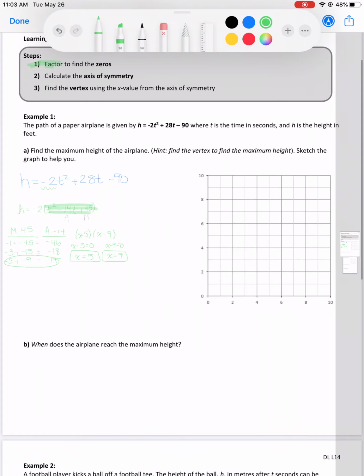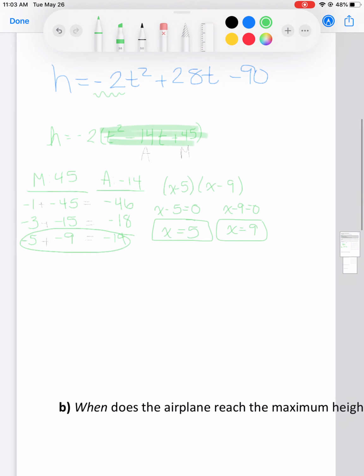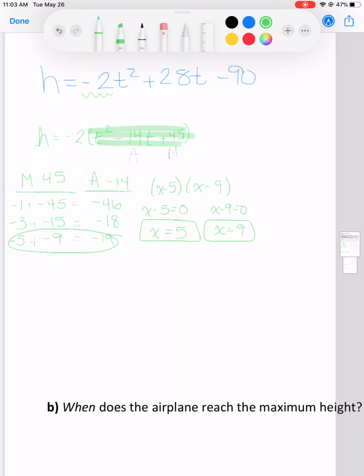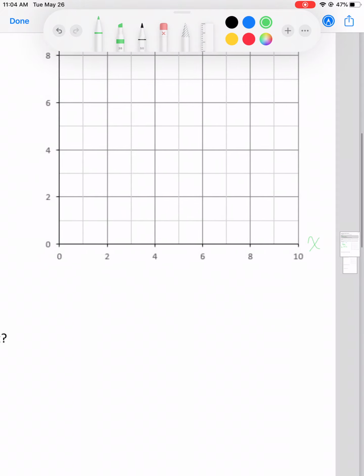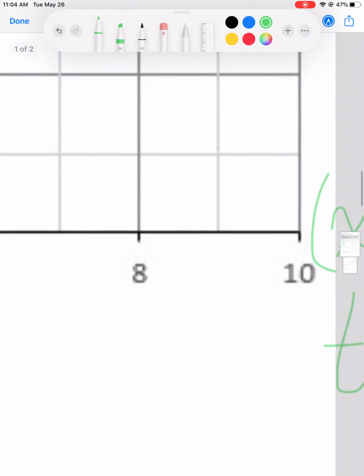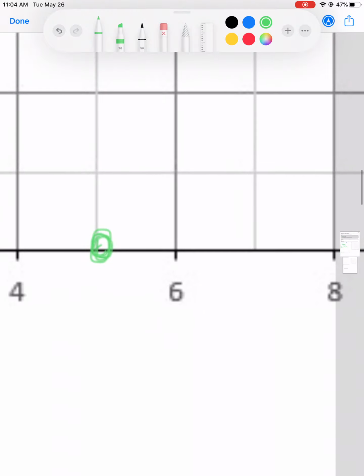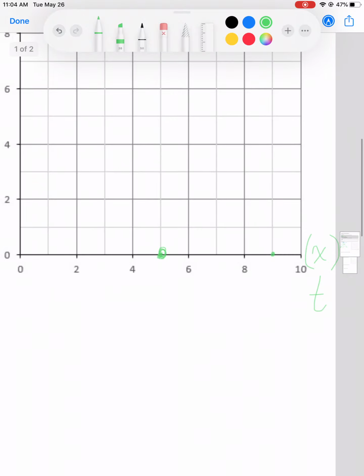Remember, this is my x. See how I have x's? In this case, I have t's. So in this equation, we're representing it by t's. So even though this is my x-axis, in this equation, we're representing it by a t. So I can do that in a bracket, but this is my t. So, 5 and 9. Perfect.